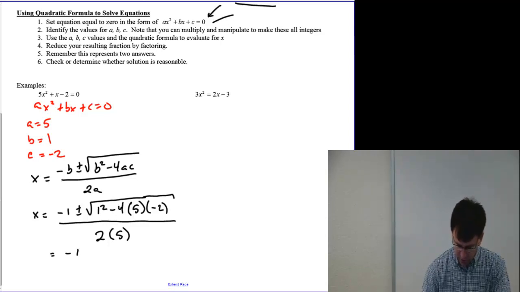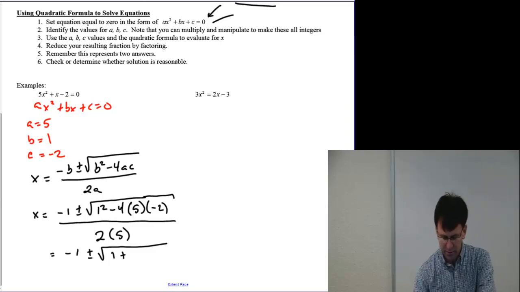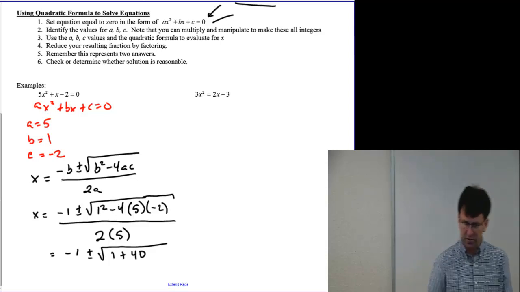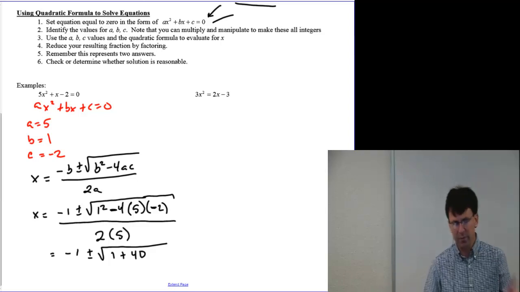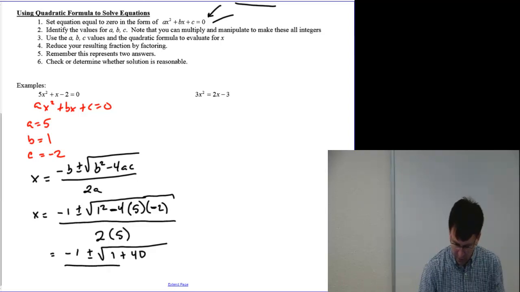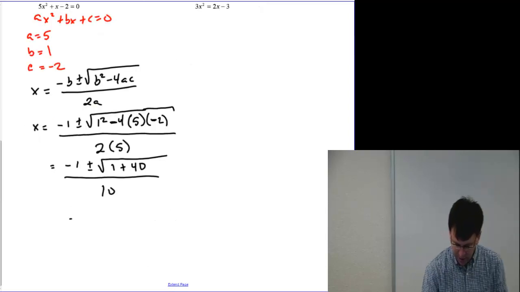So this turns into -1 plus or minus, well, this is going to be 1, and this is going to turn into a plus, because that's really 4 times 5 makes 20, and then 40 altogether, because they multiply together, and I've got this negative here and negative there. That's going to make the result come out to be positive, all over 10. At the end of the day, it looks like I've got my answer right here: -1 plus or minus the square root of 41 all over 10.